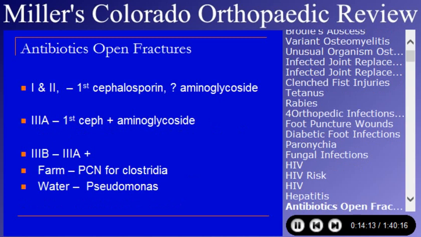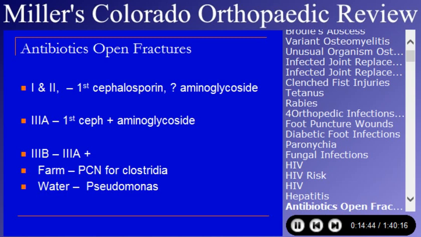Grade 1 and 2 open fractures, everybody agrees that a first-generation cephalosporin is a good drug. There is some question, especially in 2s, whether the addition of gram-negative coverage with an aminoglycoside is also needed. The answer at the moment, though, I think is first-generation cephalosporin. With grade 3As, clearly an aminoglycoside is indicated.